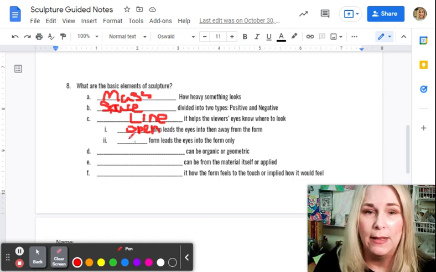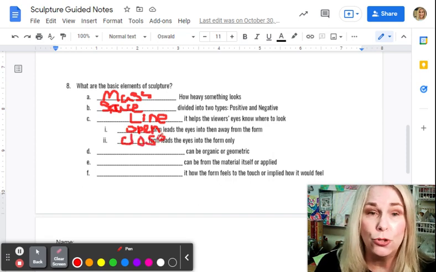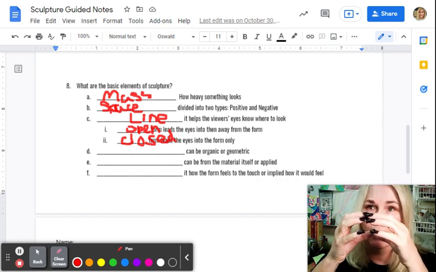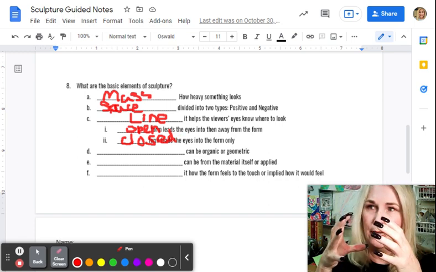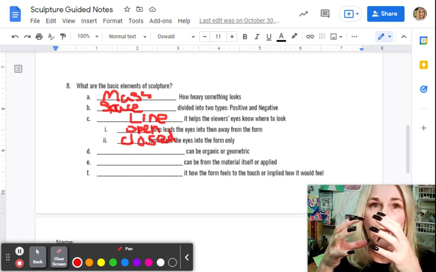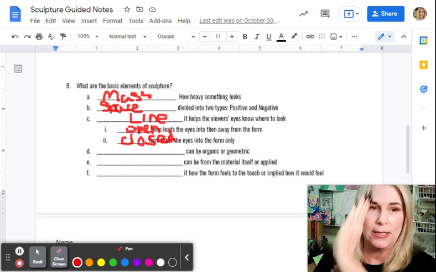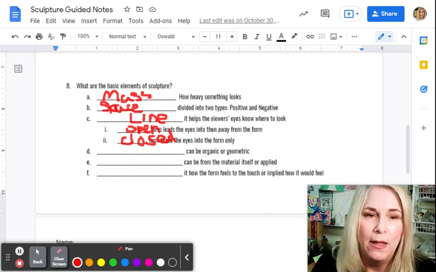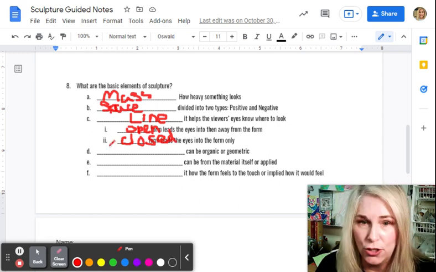But it's really cool. The other one is a closed form. And closed forms usually are more rounded. They are usually maybe even box shaped, closed instead of coming out, and it has a different feel to it.